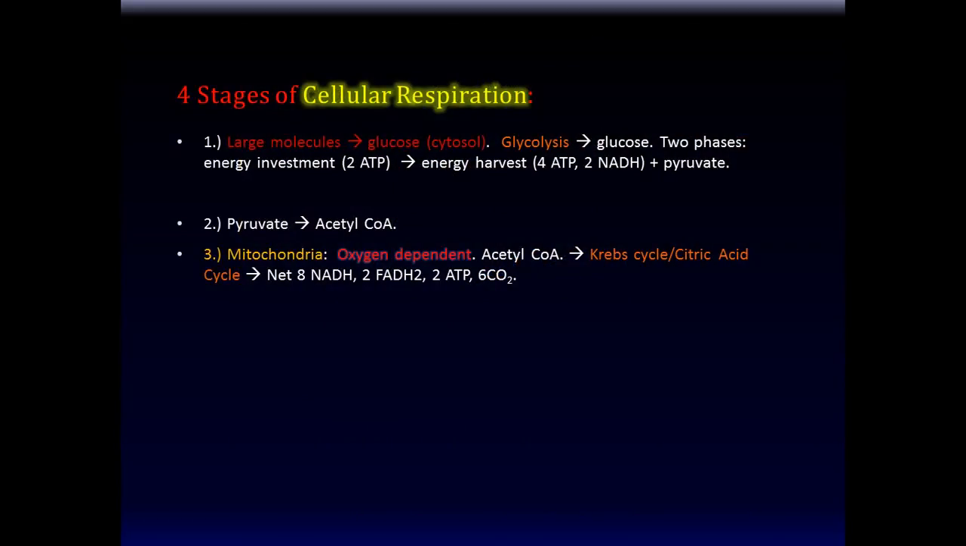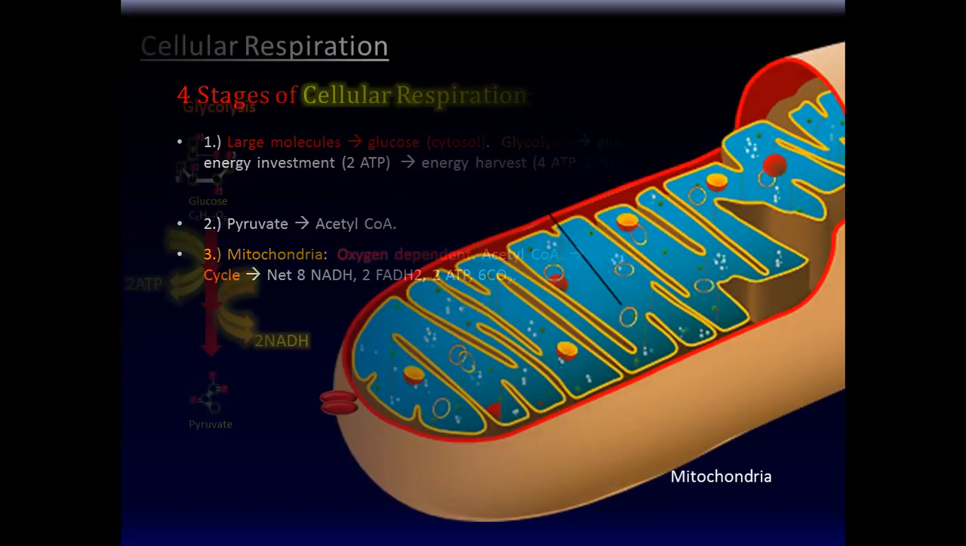We will talk about that again, show something. So the first stage was glycolysis. The second stage is conversion of pyruvate to acetyl-CoA. And the third stage is oxygen-dependent process, citric acid cycle, and the electron transport chain.